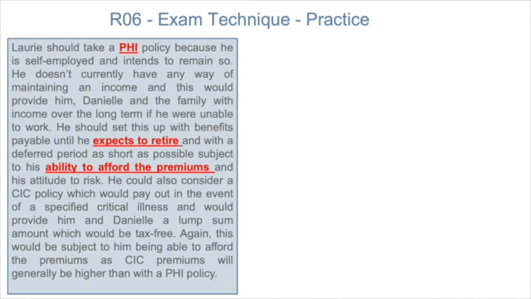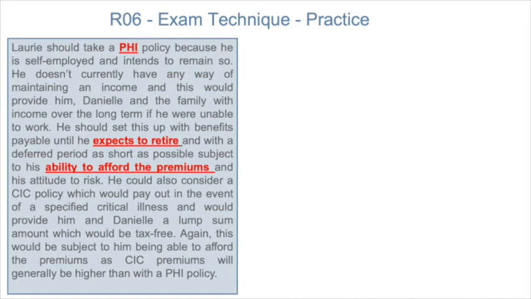So, he can't claim if he can't work due to poor sales or lack of demand for his business. It's got to be due to sickness or incapacity or long-term illness. So no marks for that, quite a long piece of text there. Next mark though is there's a mark for the term, until he expects to retire, which is fine.